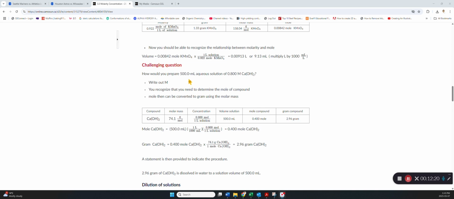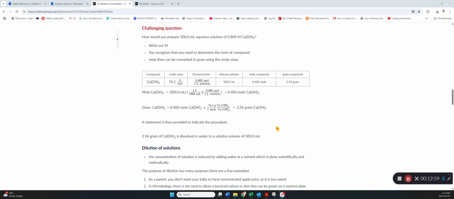The volume that we want is 500 mL, so here's 500. We could write that as 0.5000 liters. So finding the moles of calcium hydroxide, you take 500 mL times our conversion of 1 liter over 1,000 mL, which brings it to a liter. That allows us to calculate our moles of calcium hydroxide. Once you find the moles of calcium hydroxide, then what we could do is multiply it by the grams per mole to get the grams of calcium hydroxide required.